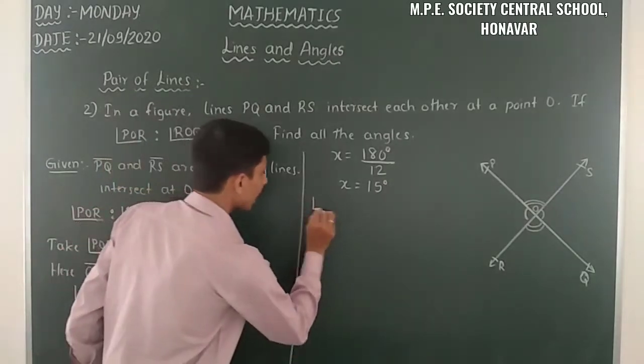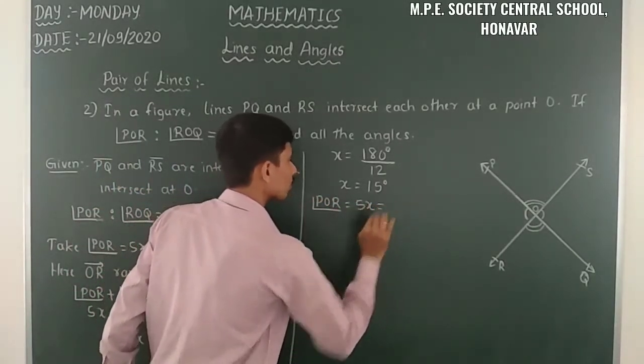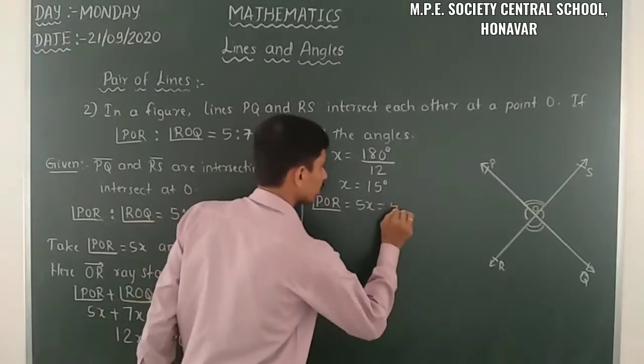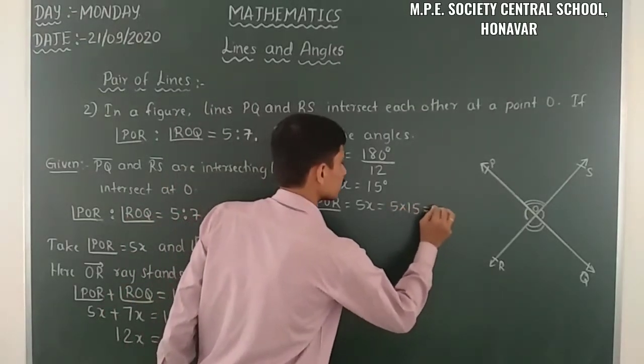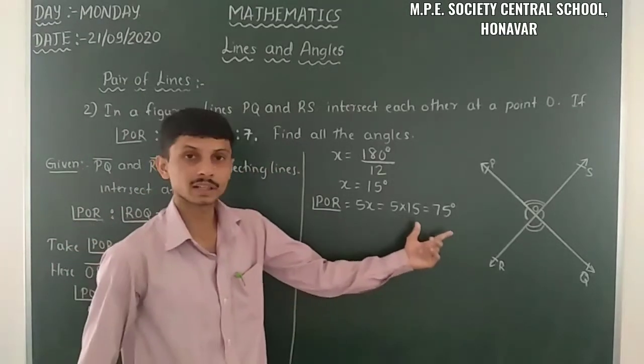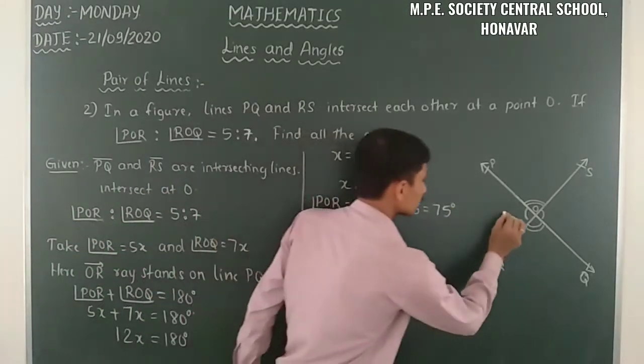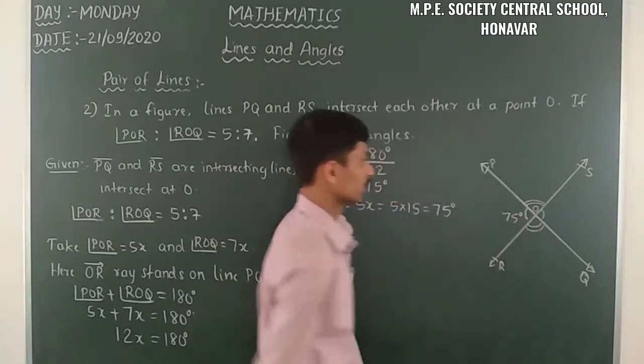So what happens here? Angle POR is equal to 5x is equal to 5 into 15 is equal to 75 degree. We got the value of angle POR is equal to 75 degree.